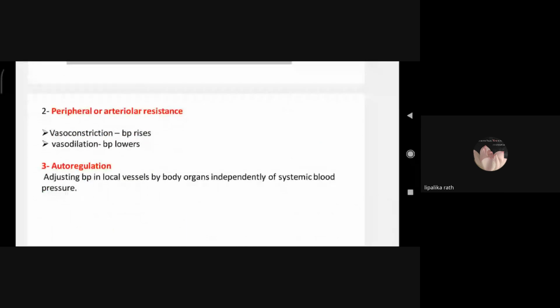And next is peripheral or arteriolar resistance. That means if the blood vessels offer resistance, meaning the walls of the arteries are getting rigid, that may also vary blood pressure. Then autoregulation, adjusting blood pressure in local vessels by body organs independently of systemic blood pressure.